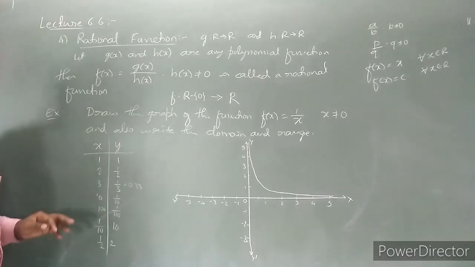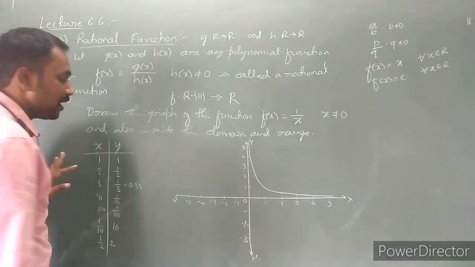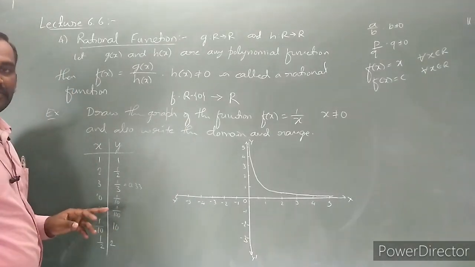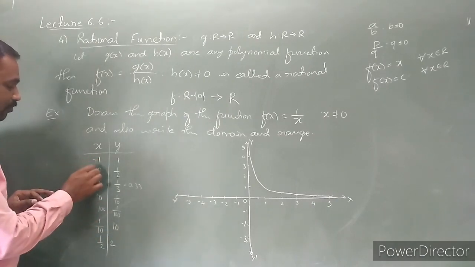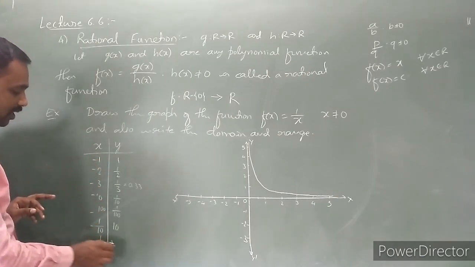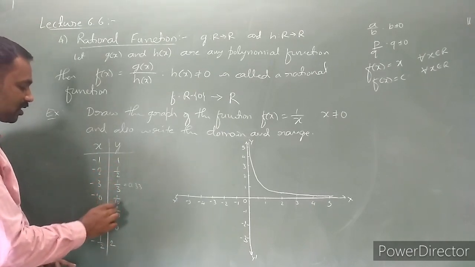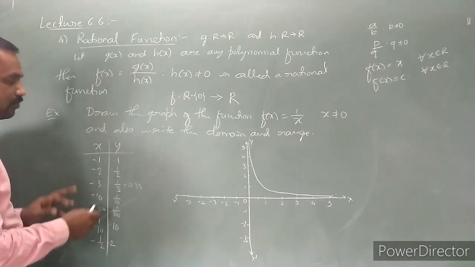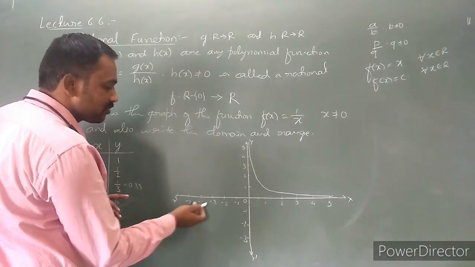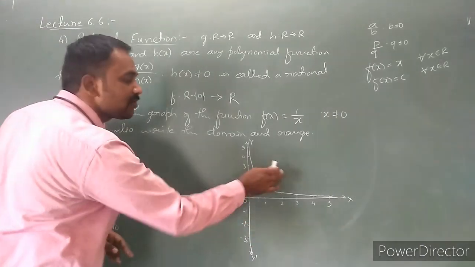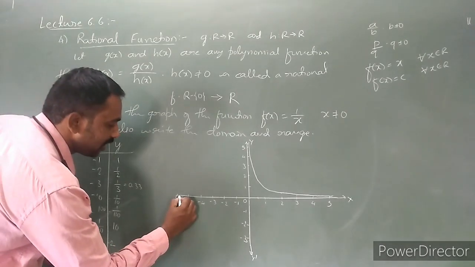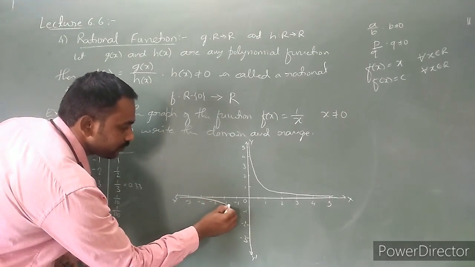These are all for the positive values. Now come to the negative values. For negative values, I just change the sign of the x values: minus, minus, minus. If these x values are minus, obviously the y values are also minus. X value is minus, y value is minus. The same curve carries over.